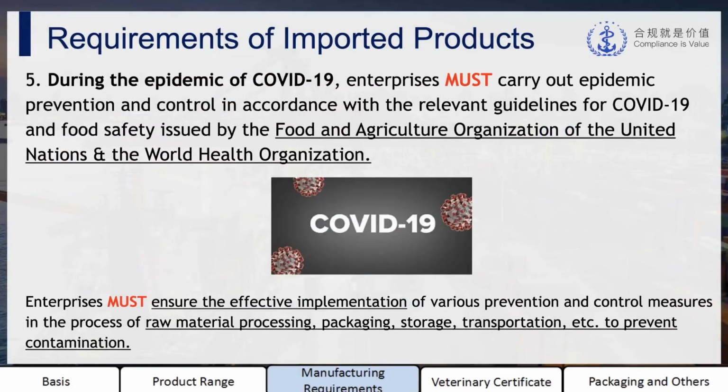5. During the epidemic of COVID-19, enterprises must carry out epidemic prevention and control in accordance with the relevant guidelines for COVID-19 and food safety issued by the Food and Agriculture Organization of the United Nations and the World Health Organization. Enterprises must ensure the effective implementation of various prevention and control measures in the process of raw material processing, packaging, storage, transportation, etc., to prevent contamination.